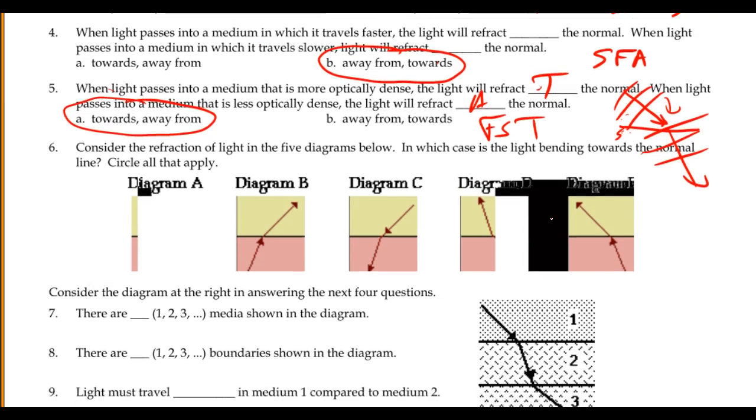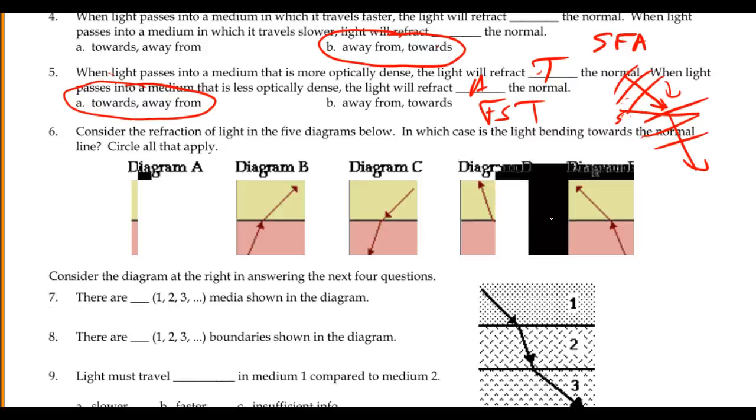Okay, so we have a number of diagrams here. In which case is the light bending toward the normal? Circle all that apply. Diagram A has gotten a little messed up in my picture, so we're going to let that one go. But diagram B, so here's the normal. This angle is larger than this angle, so this is away from the normal. Here's the normal. This angle is larger than the new angle, so this one is bending toward. Again, this picture's no good, but here the incident angle is much less, so this one's bending away.